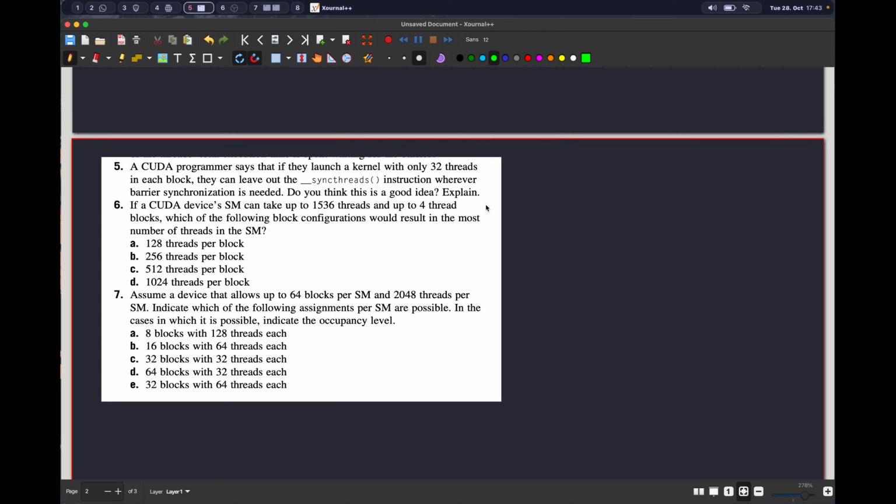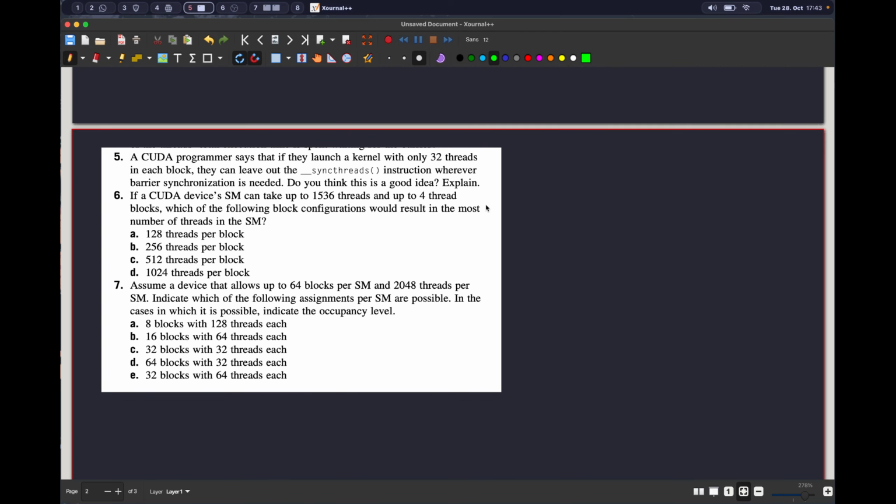Moving on to questions number 5, 6, and 7. A CUDA programmer says that if they launch a kernel with only 32 threads in each block, they can leave out the sync threads instruction wherever barrier synchronization is needed. Do you think this is a good idea?